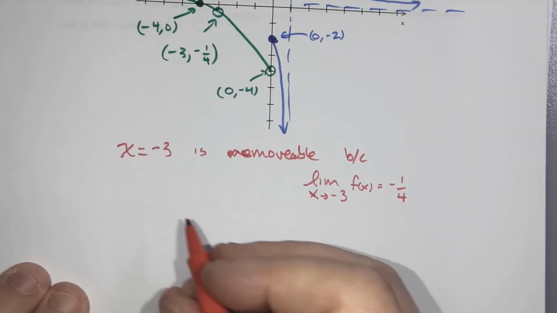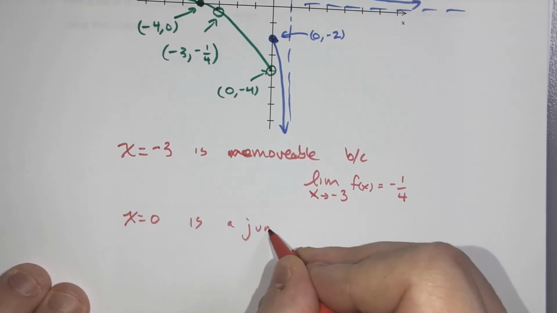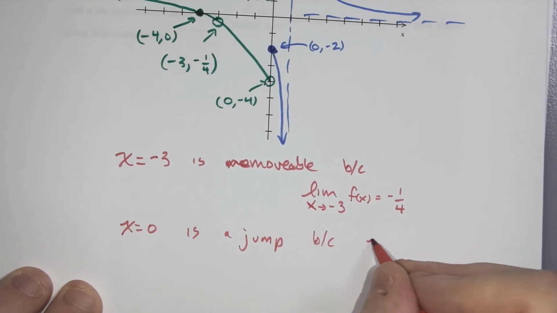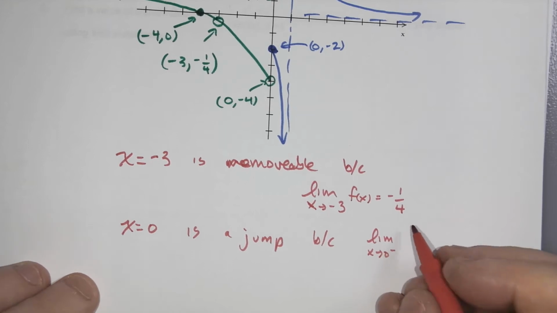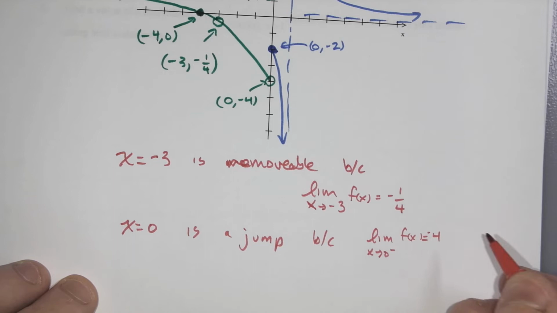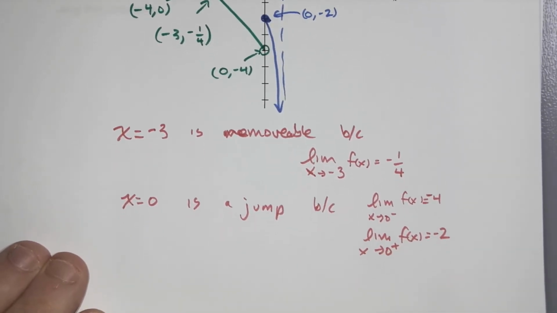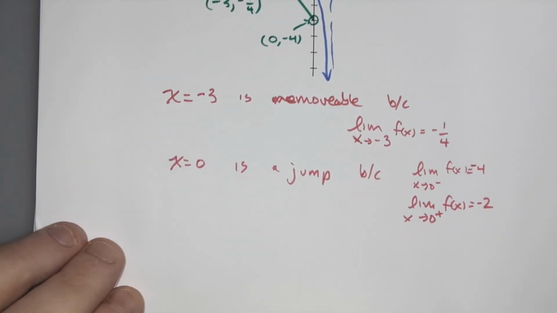There's a discontinuity at 0. X equals 0 is a jump, right? From the left and the right, it equals different things, and it's a jump because the limit as x approaches 0 from the left is going to be negative 4, and the limit as x approaches 0 from the right is equal to negative 2. And then we also have a discontinuity at x equals 1, and that's our last one.